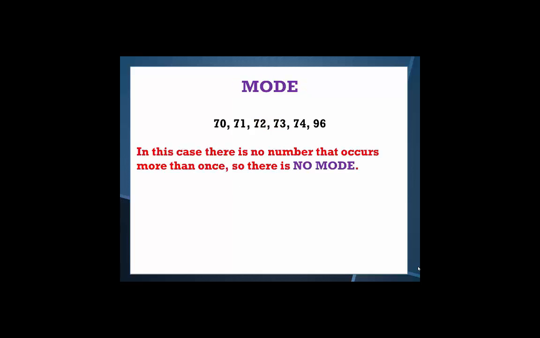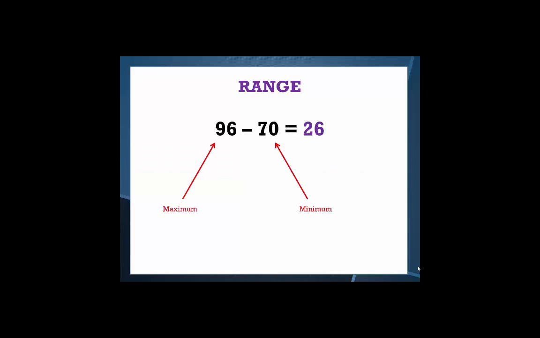When looking for the mode, we are looking for the number that occurs most often in the set. In this case, there is no number that shows up more than once, so we say that there is no mode. The range is found by subtracting the minimum number from the set from the maximum number in the set. In this case, when we do 96 minus 70, we end up that our range is 26.